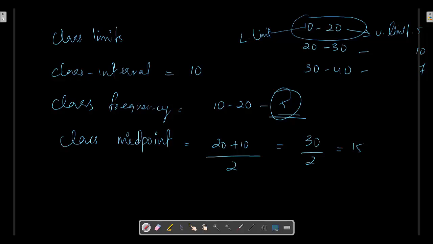There is another topic which you have to be aware of in frequency distribution, that is inclusive and exclusive class intervals. Let's learn about that right now. First is the exclusive method.